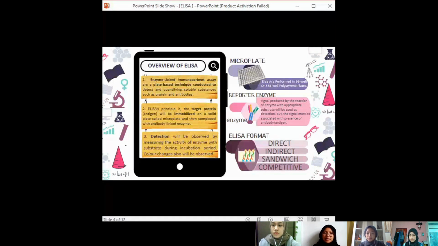Okay, next, the detection is observed by measuring the activity of the enzyme with substrate during the incubation period. The color changes will also be observed. What is the enzyme used? The enzyme is called a reporter enzyme. The signal produced by the reaction of the enzyme with the appropriate substrate is used for detection. But the signal must be associated with the presence of antibody or antigen. Hence, no antigen, no signal will be produced.